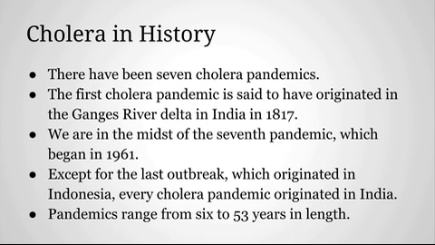So there have been 7 cholera pandemics, beginning in 1817 when the disease was spread from India on trading ships, crew members, and infected cargo. Except for the very last outbreak, which began in 1961, all of the outbreaks originated in India, which is interesting. I think it has something to do with probably the climate. The 7 pandemics range from 6 to 53 years in length.